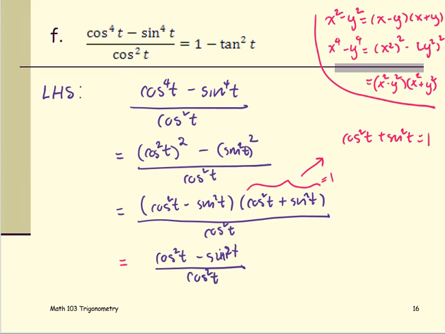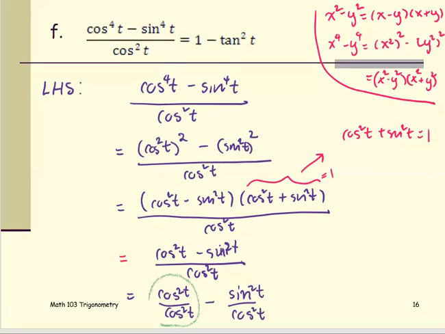Now, the right-hand side has no denominator. It has just two different terms. We're going to split one whole fraction here into two separate terms, to get cosine squared t divided by the common factor, which is cosine squared t, minus sine squared t divided by cosine squared t. As we see, the cosine squared over cosine squared equals 1.